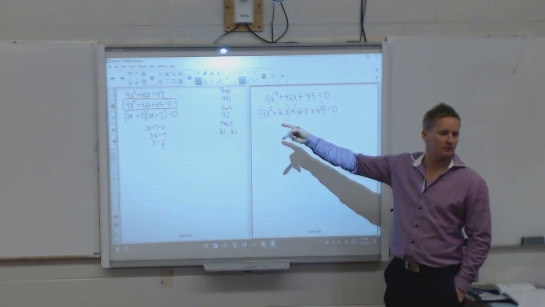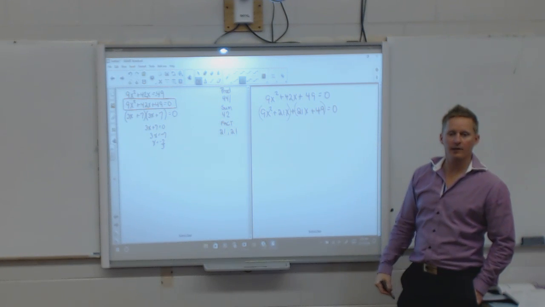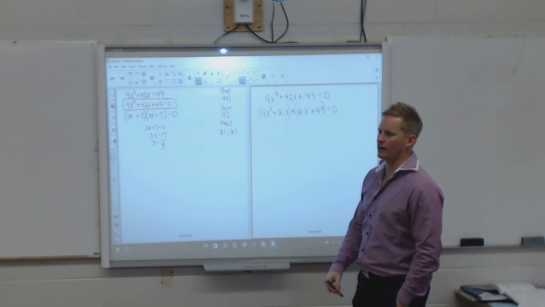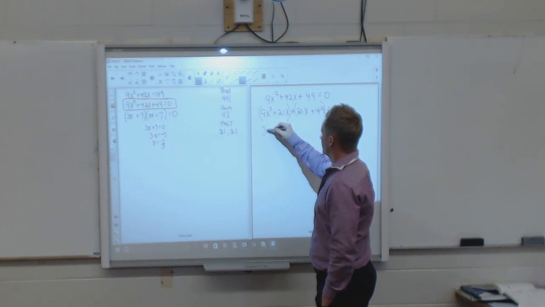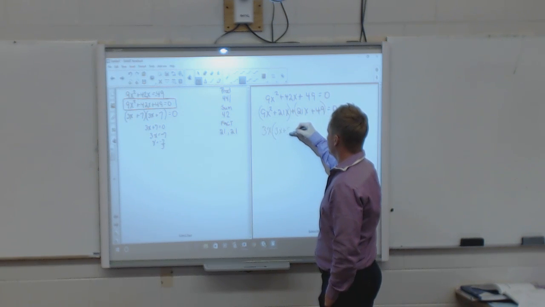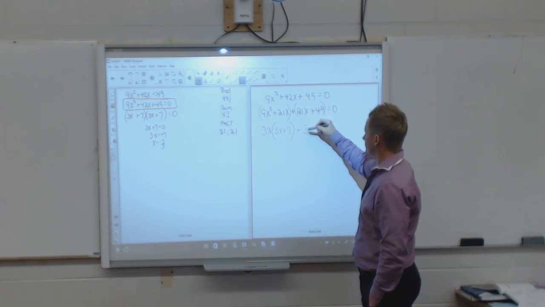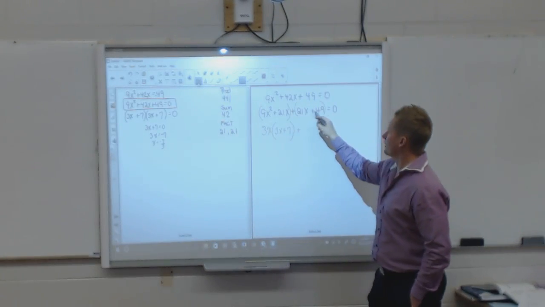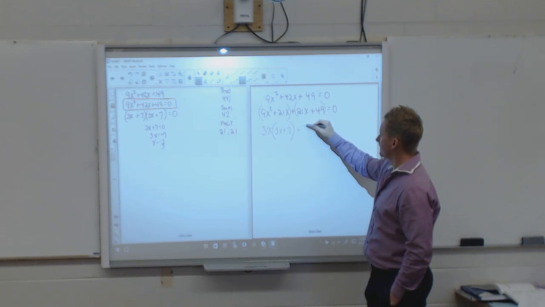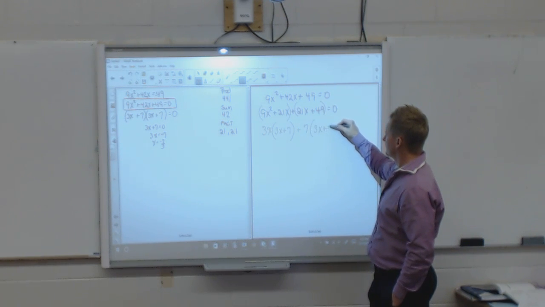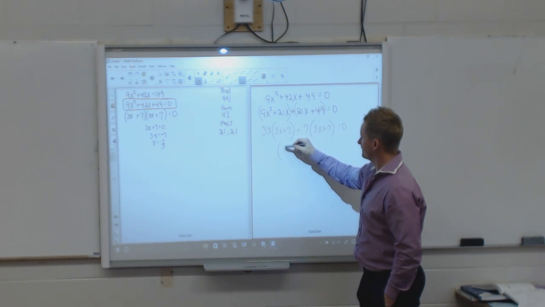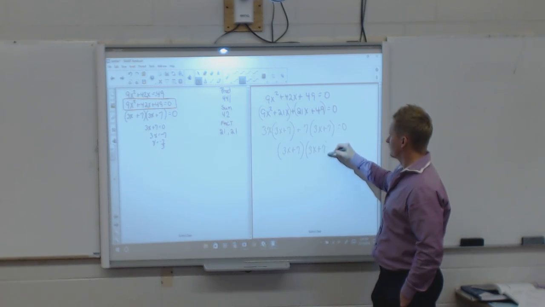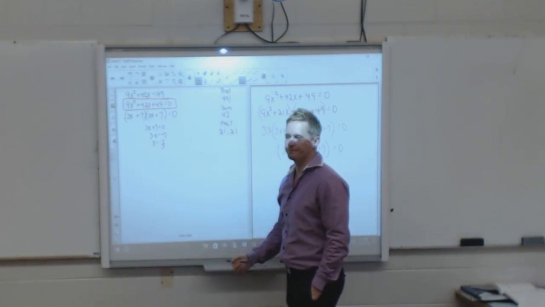What am I looking for now? Greatest common factor. Right? So what goes into both 9x squared and 21x? 3x. So that leaves me 3x add 7. The same thing right here. Oops, sorry. Oh, you don't do that there. This one's different. 21x and 49, what goes into both of them? And then we finish it that way.